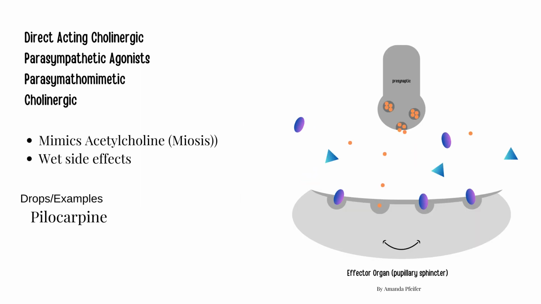There are a few different names for this drug. One is direct-acting cholinergic. We have parasympathetic agonist. We have parasympathomimetic. Try saying that one a few times. And then cholinergic. So it mimics acetylcholine, producing miosis of the pupils. You get kind of a wet side effect with it. And the drug that we use as a direct-acting cholinergic is pilocarpine.